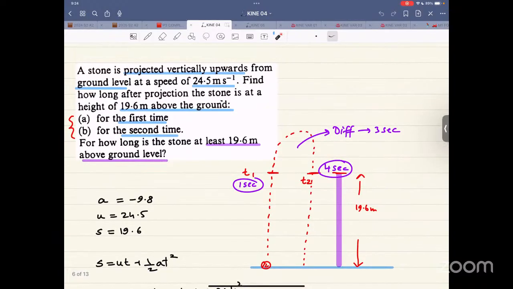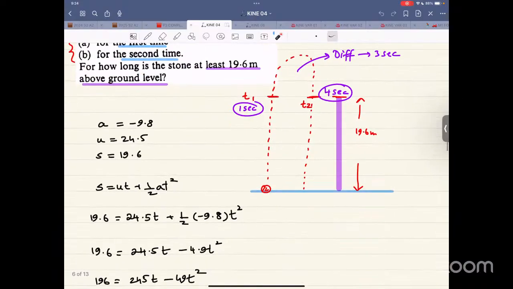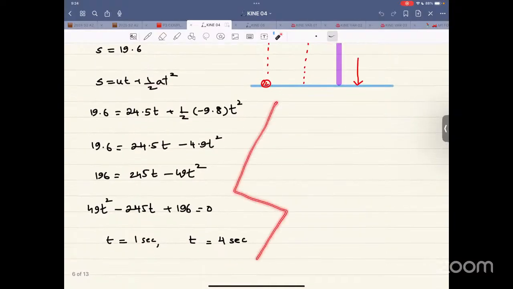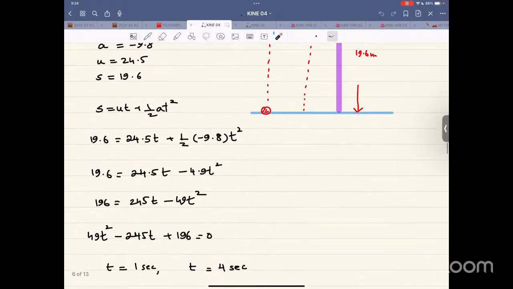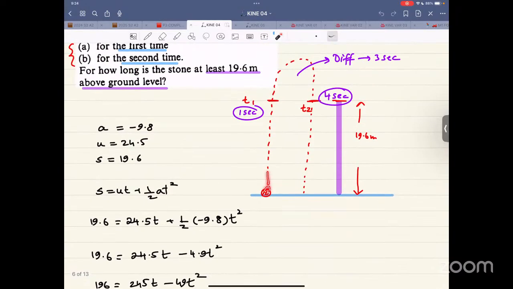Now, another simple question. A stone is projected vertically up from the ground level at a speed of 24.5. Find how long after projection the stone is at a height of 19.6 meter above the ground for the first time. For the second time, how long is the stone at least 19.6 meter above the ground? So now a is negative g, u is 24.5, displacement is 19.6. You solve this quadratic equation, you get two answers.